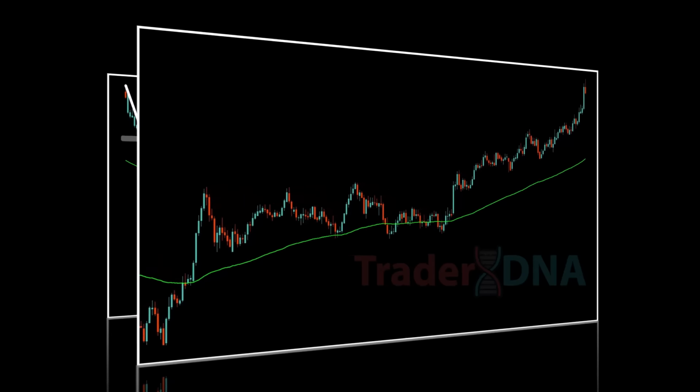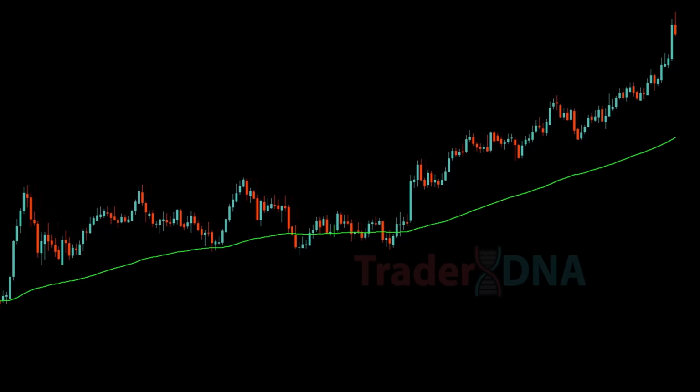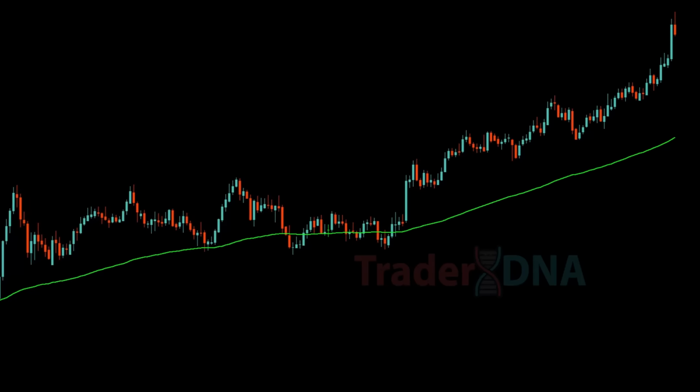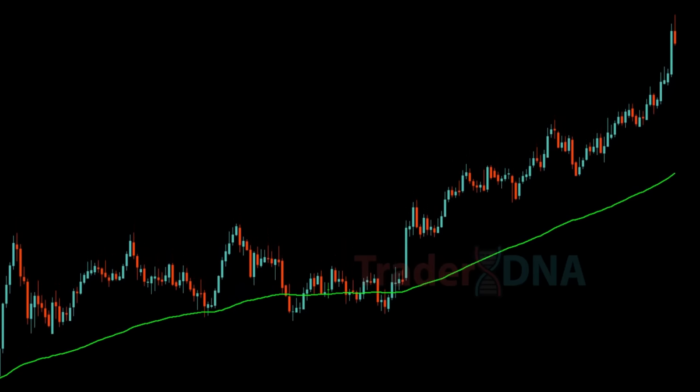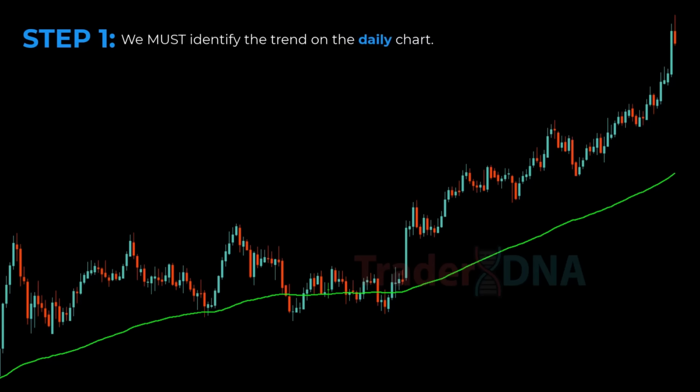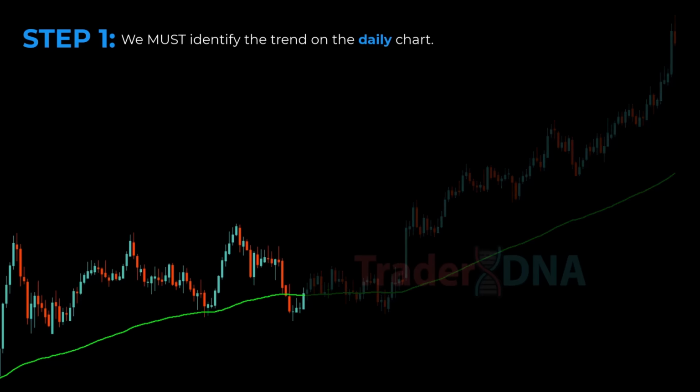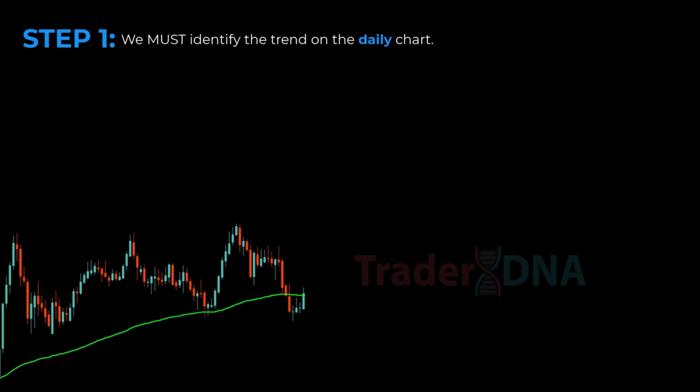Alright, let's kick this off with the very first part of the strategy. And trust me, this part is so simple that once you get it, you'll never look at charts the same way again. Step 1. We must identify the trend on the daily chart. And the fastest, cleanest, no-nonsense way to do that is by adding the 50 EMA. This single indicator instantly shows you where market structure is forming and gives you the main reference point for finding high-quality entries. It's like turning on a flashlight in a dark room. Suddenly everything becomes easier to read.